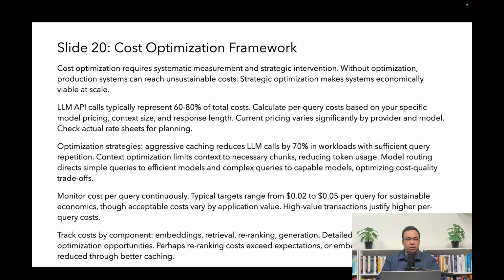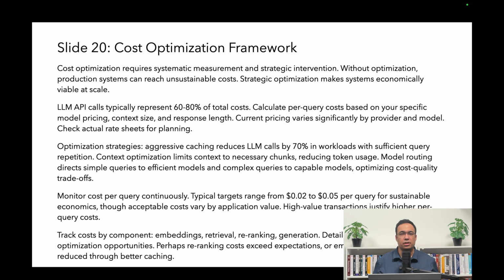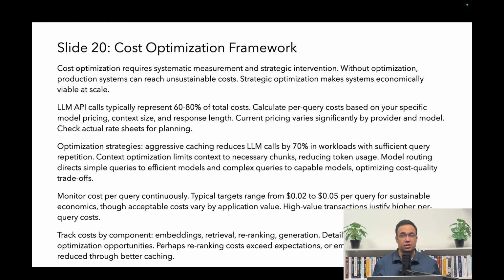You need to calculate your per query cost based on a specific model pricing, your average context size, and your typical response length. As a rough example using current pricing, if you're using a model that costs $0.01 per 1000 tokens with average requests containing 10,000 context tokens plus 2,000 completion tokens, each query costs approximately $0.12 in LLM fees alone. At 1000 queries per day, that's $3,600 per month just for LLM costs, not counting your infrastructure, embeddings, or other costs. These numbers change frequently as providers adjust pricing, so always check current rate sheets for your planning.